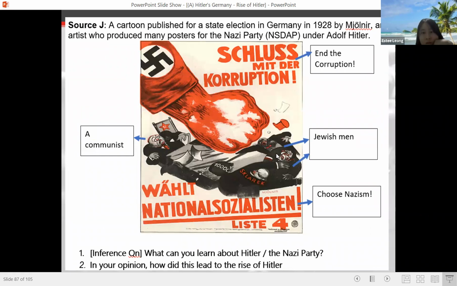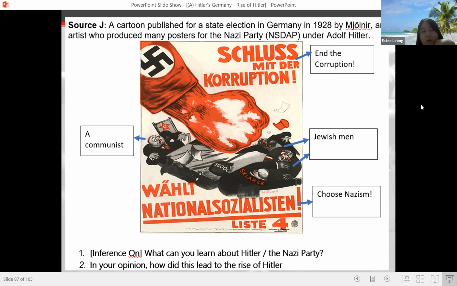All right, and I think this source, no one touched it. So this source is a cartoon published for an election by the Nazi Party. It says "End the corruption," and you see the fist of a Nazi member attacking a communist and two Jewish men, and it says "Truth Nazism." So you can see from this source, the communists and the Jewish people are being used as a scapegoat. They're seen as the corrupted.